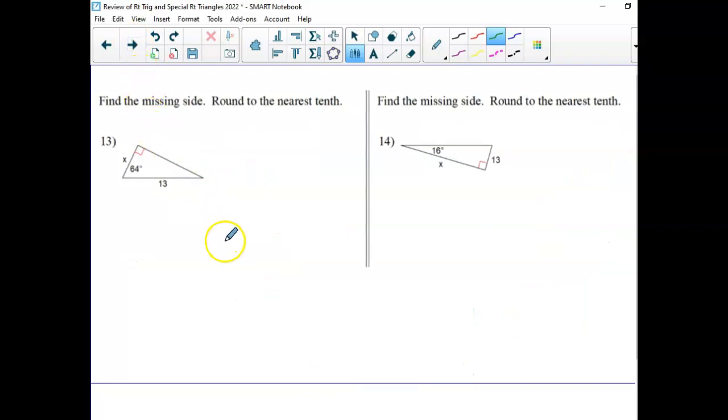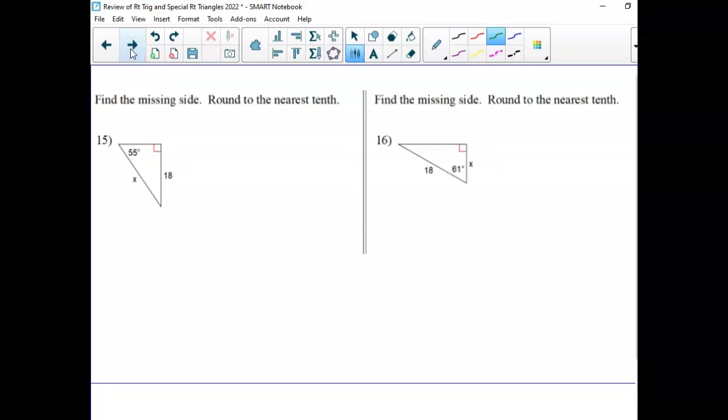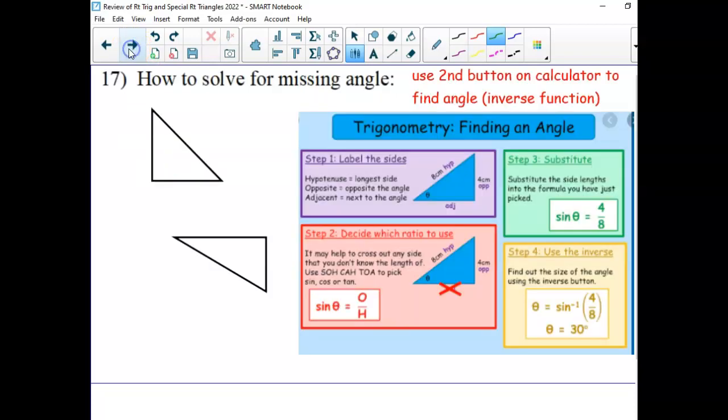Can I skip 13 and 14? Are you feeling like you got this or not? Anybody? Everybody's okay? I can come back if I have time. 15 and 16 the same. Okay, I'm going to go on to number 17, where we talk about how to solve for a missing angle.